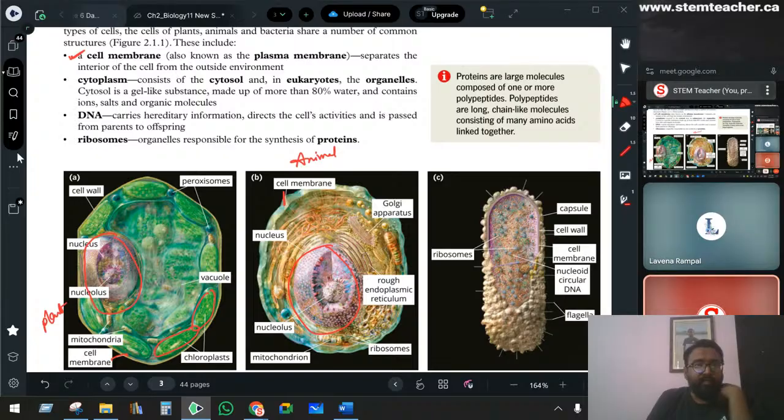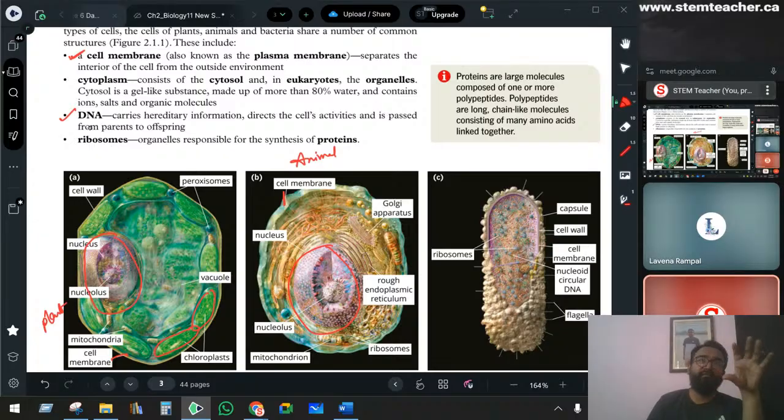That is important. Next, DNA. DNA carries the hereditary information, directs the cell activities, and is passed from parents to offspring. This is inside the nucleus. DNA is the most important.